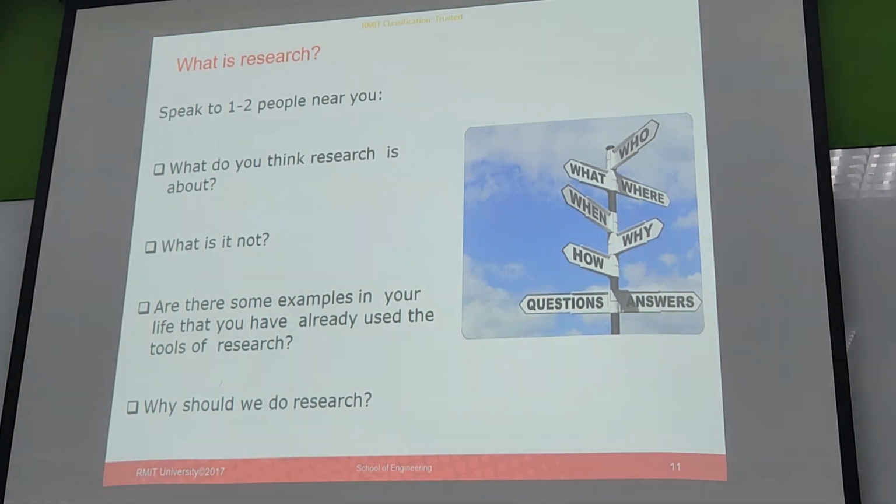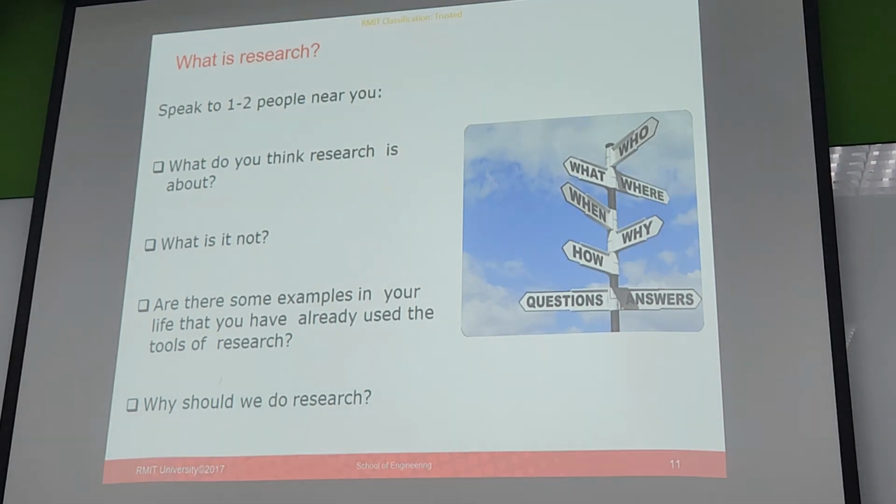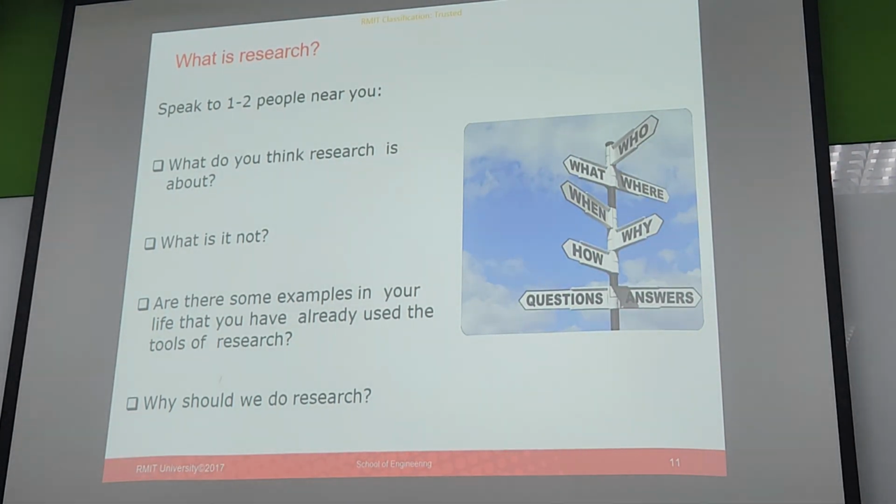What is the research? Can you tell me? Observing and learning what your customer wants. Can you repeat again? Observing and learning what your customer wants or needs. It is a requirement from the customer. But what is the research actually? What do you think research is about?